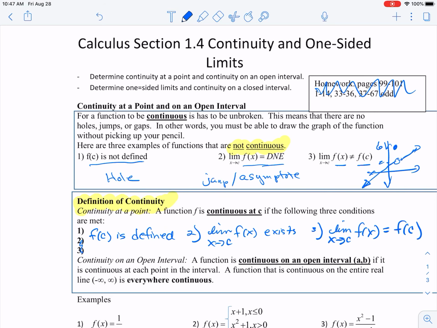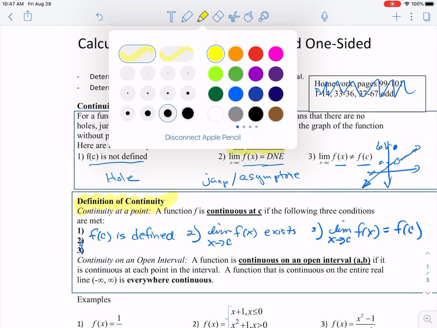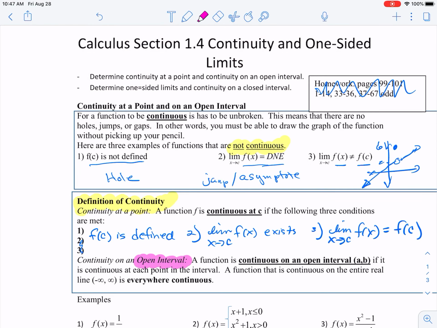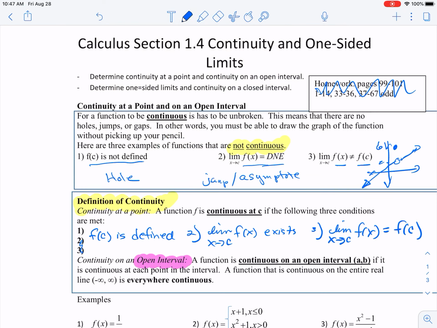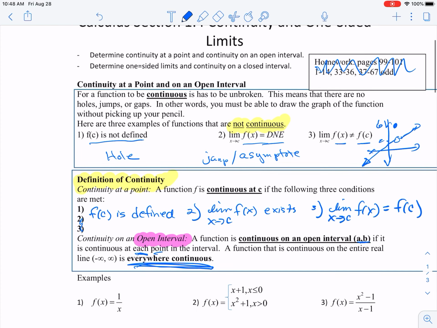Okay? Then we're going to go down here and they talk about an open interval, because on the next page we talk about closed intervals. So open interval, function is continuous on an open interval AB, from A to B, if it is continuous at every point in the interval, okay, each point. A function is continuous on the entire number line from negative infinity to infinity, is everywhere continuous. I don't know if I've ever used that word, okay? I don't know if anybody ever talks about that. But it's on the paper, so we'll talk about it.